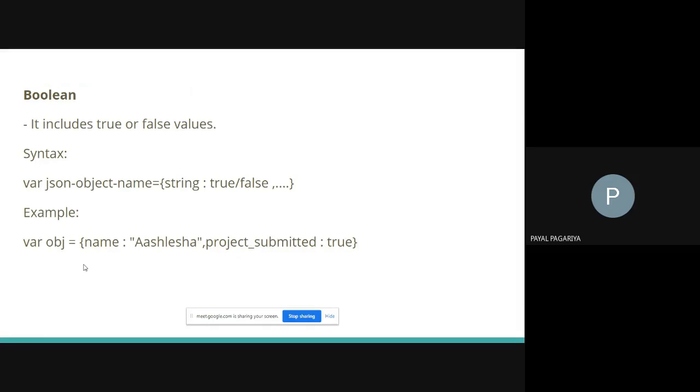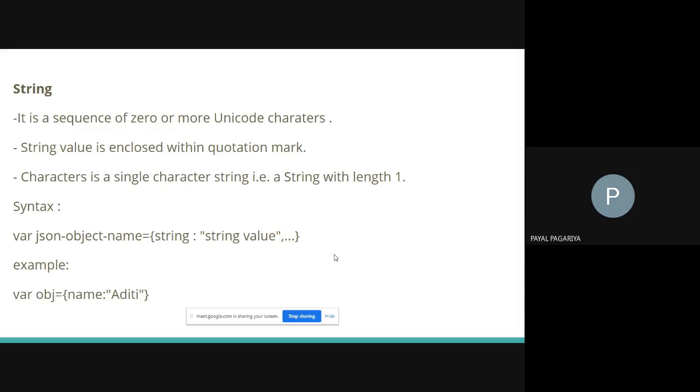The object value. I have created an object here where this project submitted key holds the value true, which is the Boolean type. The string is a sequence of 0 or more Unicode characters. String values are enclosed within quotation marks. Characters is a single character string, that is a string with a length of 1. The syntax is as given, and the example is like this, but you have to specify the string in quotation marks, whereas the number does not need the quotation marks.